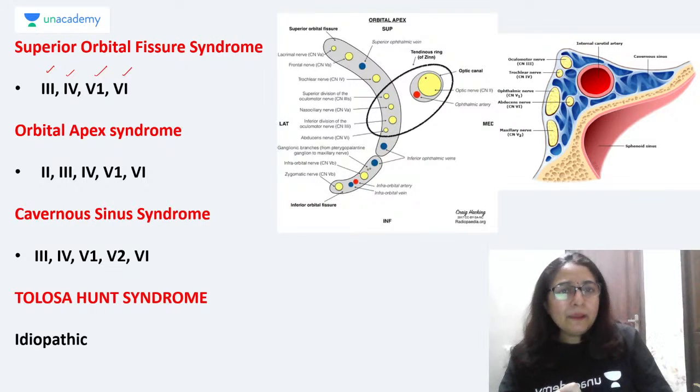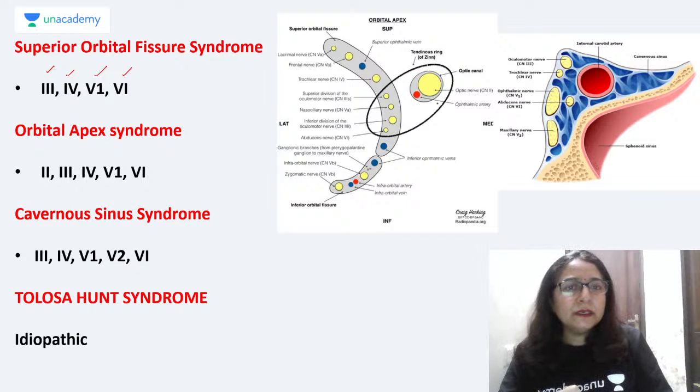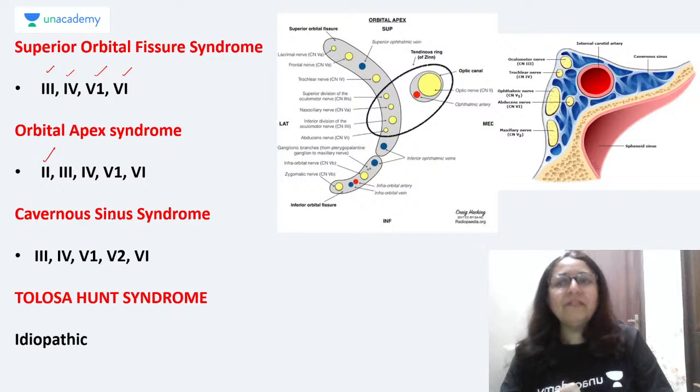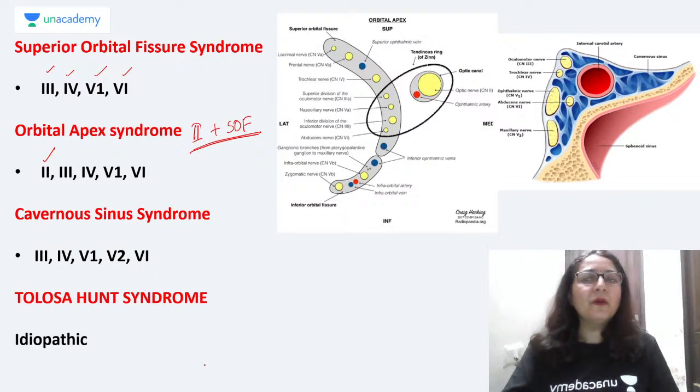Okay. But if the orbital apex is also involved, we know through the optic canal, optic nerve is passing. So then the optic nerve will also be affected. So orbital apex syndrome includes your 2nd nerve plus superior orbital fissure symptoms. Okay.